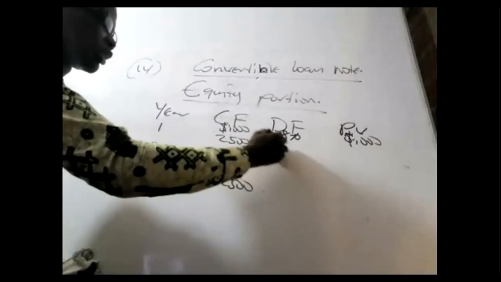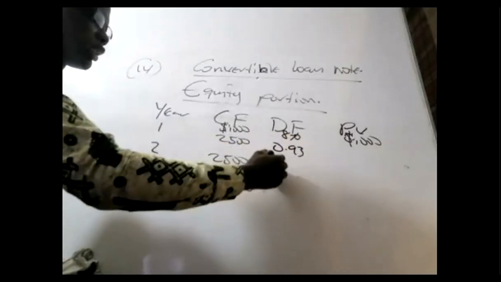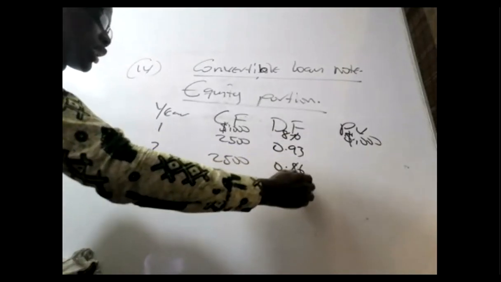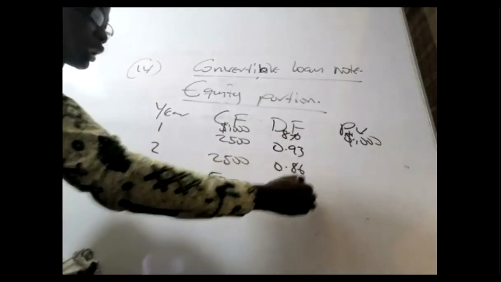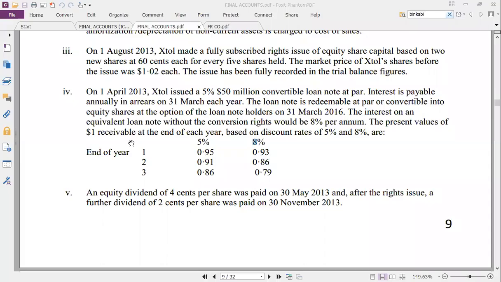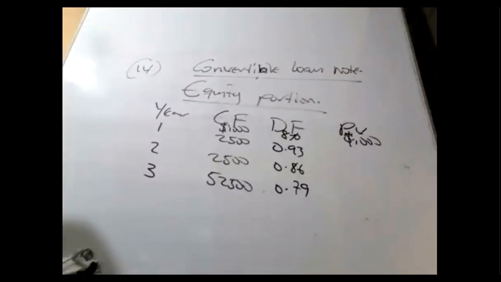So 0.93, 0.86, and 0.79. Let me confirm again. I suspect an issue in this. Okay, so all of them are correct. Now let's find the present value. To get the present value, we need to multiply them. So 2,500 by 0.93.